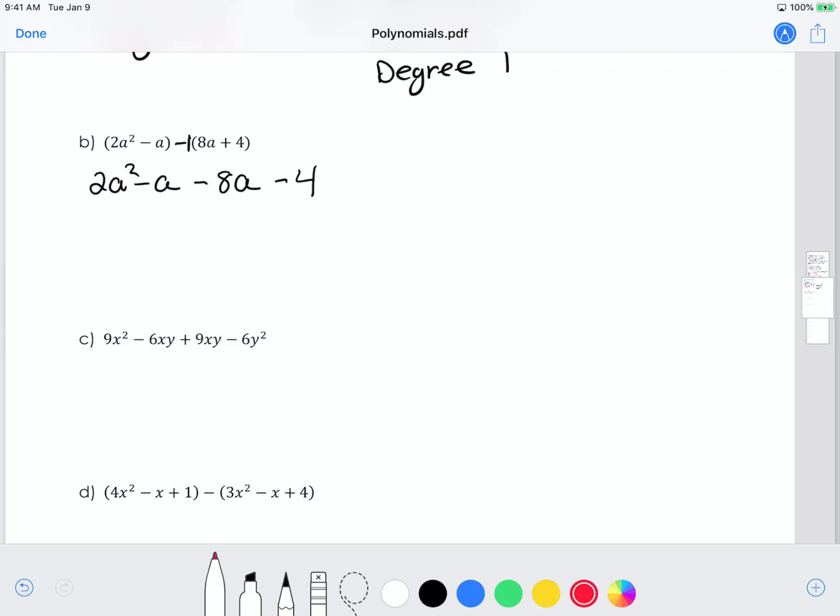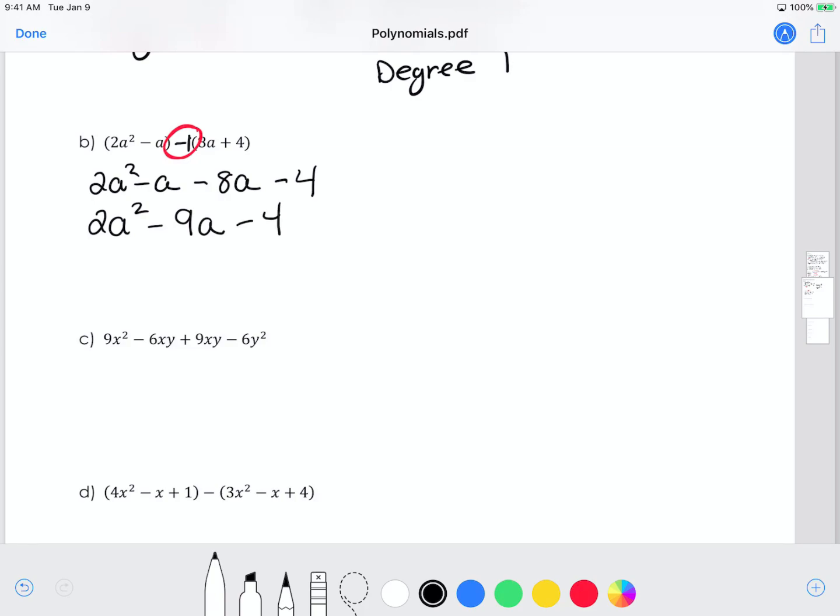I see a lot of students make the mistake that they just remove the parentheses and they forget to distribute that minus. So you're subtracting everything that's on the inside of the parentheses because that -1 is in front of the parentheses. So don't forget to do that. Now we're going to combine like terms. I don't have any other a squared terms, so I'm just going to carry down the a squared. But I can combine the -a and the -8a as the -9a.